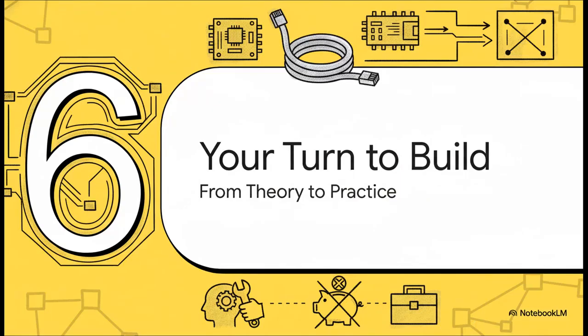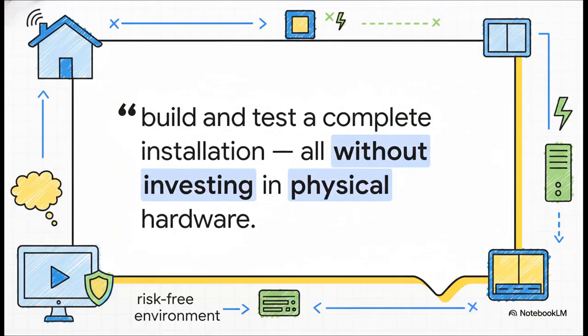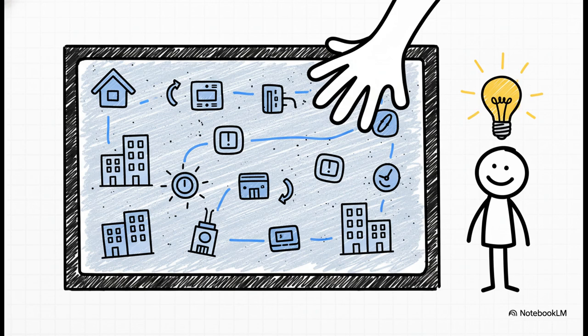Wow. Okay, we have covered a ton of theory, from the physical cable all the way up to these logical addresses. So the big question is, how do you take all this knowledge and turn it into a real skill without having to buy a bunch of expensive hardware? Well, the KNX Association itself has the perfect answer. It's a tool called KNX Virtual. And you don't have to take my word for it. They say it lets you build and test a complete smart building installation right on your computer without spending a dime on physical gear. Think of it as your personal digital sandbox.